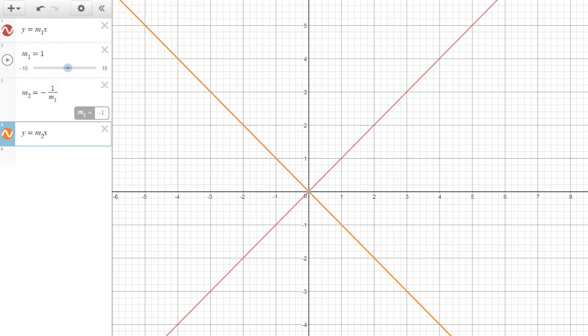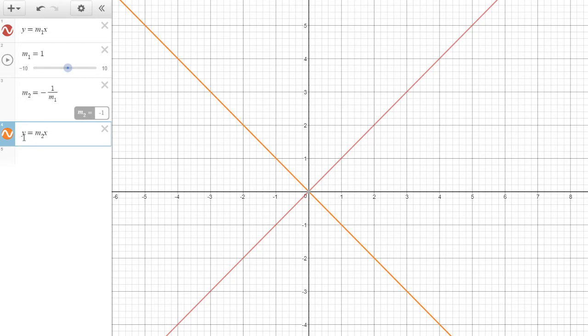Okay, so it's looking good already, because what we've got is a line y equals m1x. Well, this term m1 is just 1, so the gradient is just 1. And then we've defined another gradient. We'll call this new gradient m2, and we'll make it equal to minus 1 upon m1. So in this instance it would be minus 1 upon 1, which would just be minus 1.